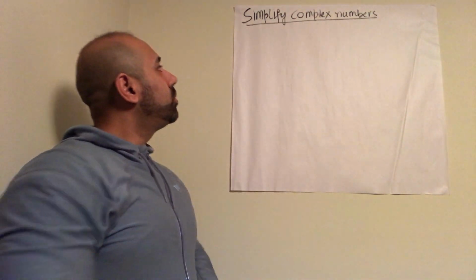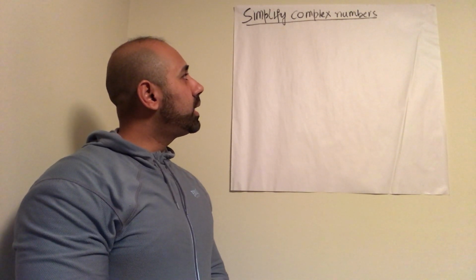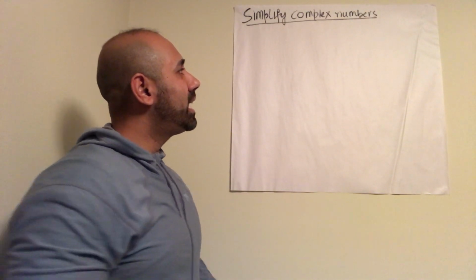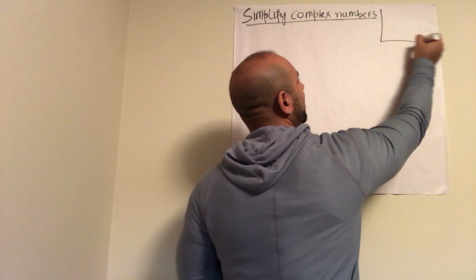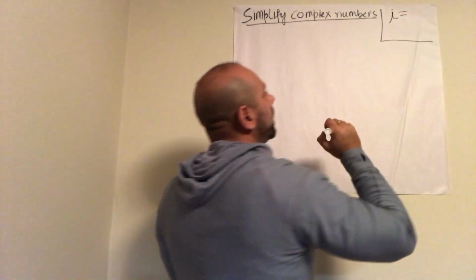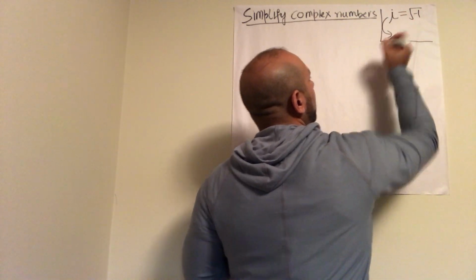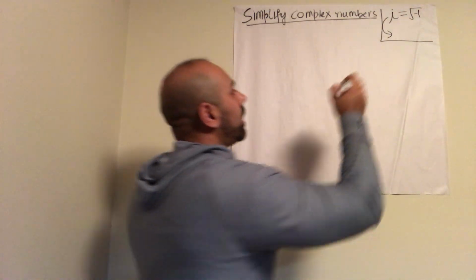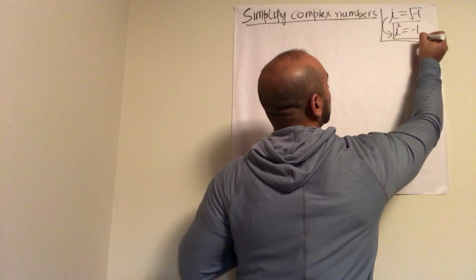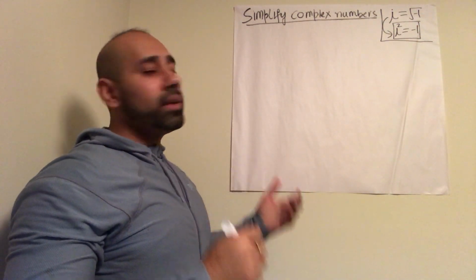In this lesson, I'm going to be talking about how to simplify complex numbers. In order to simplify complex numbers, there's one thing that we have to keep in mind, and that has to do with the fact that i, the imaginary unit i, equals the radical of -1. From this, if we square both sides, we have a very useful identity: i squared equals -1. This is a very useful identity that we need sometimes to simplify complex numbers.